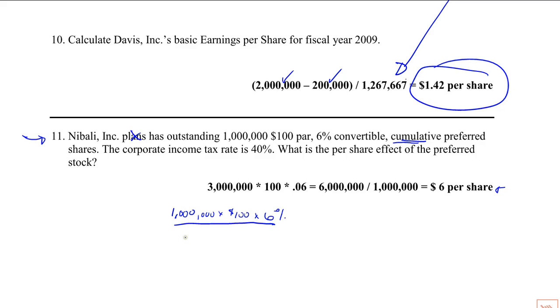Now we don't have a conversion ratio, so we will assume that it's 1 to 1. That would be your default assumption. Okay. So let's see. That's $6 times a million. 6 million over 1 million, and that's $6 per share. Okay. So just as it says there.